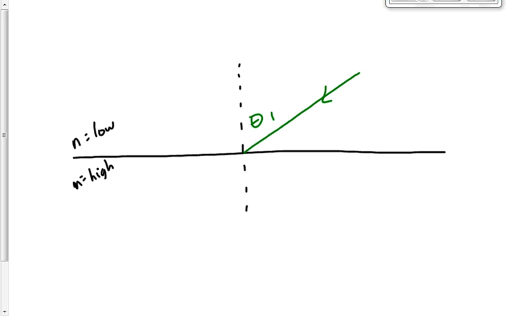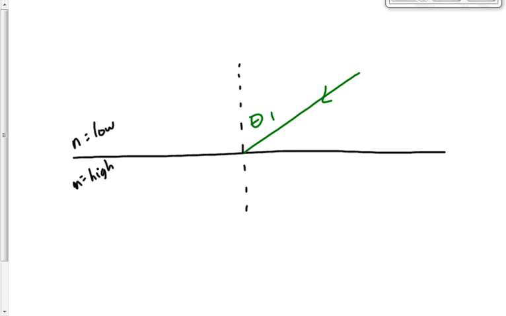It's going to slow down, right? We're going from a low to a high index of refraction. The index of refraction is increasing. The speed is going to decrease. What else is going to decrease as a result of that speed decreasing? There's a couple of things. The angle is going to decrease. The wavelength is also going to decrease.